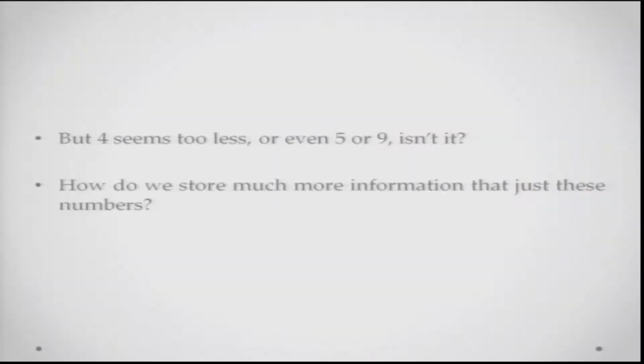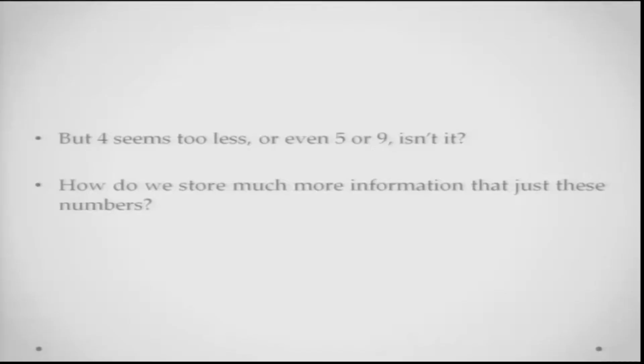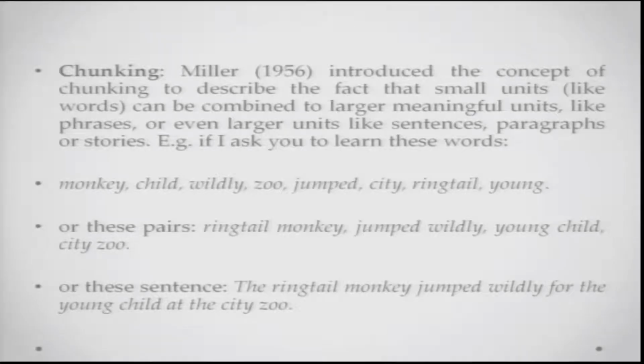But 4 seems too less, isn't it? As I was saying earlier as well, 4 seems too little information for us to recall and retain. So, how do we store so much information even in our short term memory? Say for example, if you have to recall my phone number, it has 10 digits, and not just 4 numbers. How do you do that? If there is a long sentence we have to remember, how do we remember that long sentence? These kinds of questions can be asked, and let us see later how we do it. We do it by using a particular phenomenon called chunking.